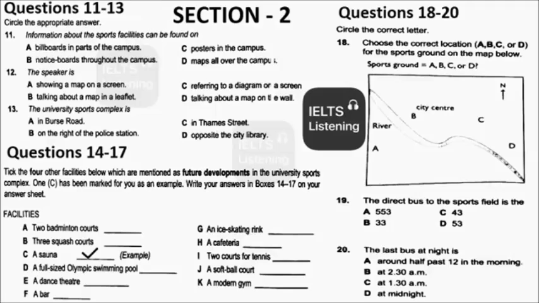Before the speaker continues his talk, look at questions 18 to 20. For these questions, there are 4 alternatives, A, B, C and D. As you listen to the next part of the talk, decide which alternative is the most suitable answer and circle the appropriate letter.